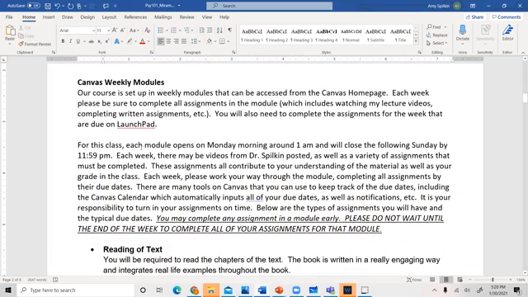So we have Canvas weekly modules. That's the way that our class is set up, and each week you will have a new module to complete, and that module will typically correspond to one chapter in the book. And so you'll complete everything in the module each week, which includes watching my videos, completing written assignments, and work that's due on Launchpad. For this class, each module will open Monday morning around 1 a.m. and close the following Sunday at 11:59 p.m.